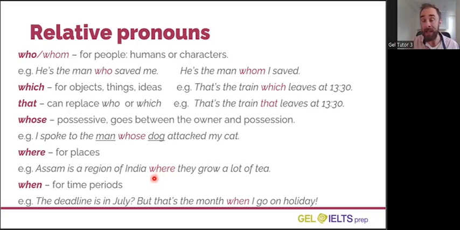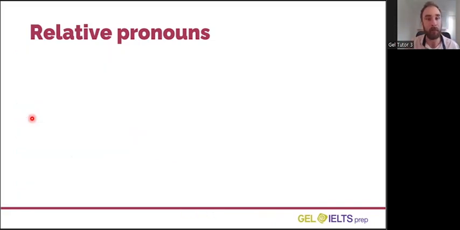Similarly, we use when for time periods. For example, the deadline is in July, but that's the month when I go on holiday. When is replacing in that month.